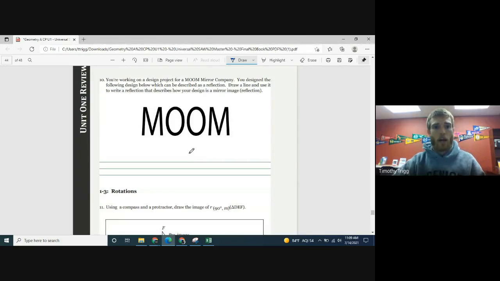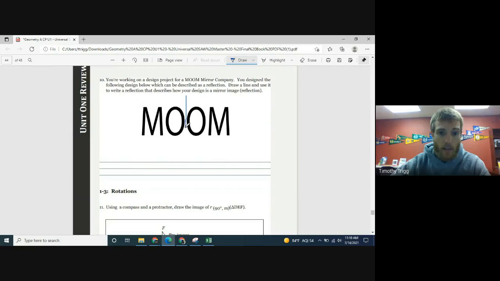Number 10, you're working on a design project for Moon Mirror Company. You designed the following design below, which can be described as a reflection. Draw a line and use it to write a reflection that describes how your design is a mirror image, a reflection. So what I want you to think of is this M-O-O-N, moon. Think of it as one shape. So if this is one shape, where would a line of reflection go in this shape? So where would I put a line of reflection where this shape could reflect onto itself, basically? So that would be right here.